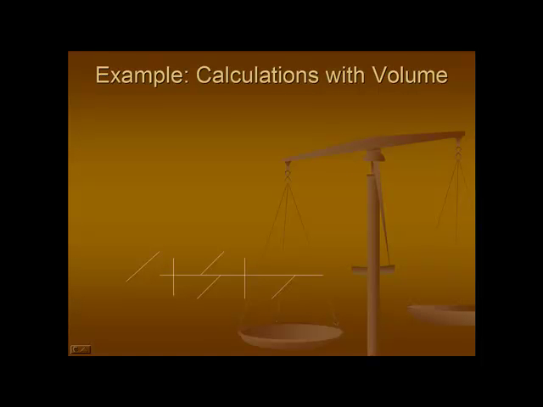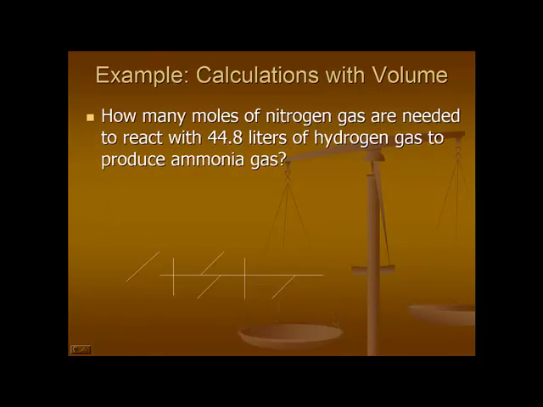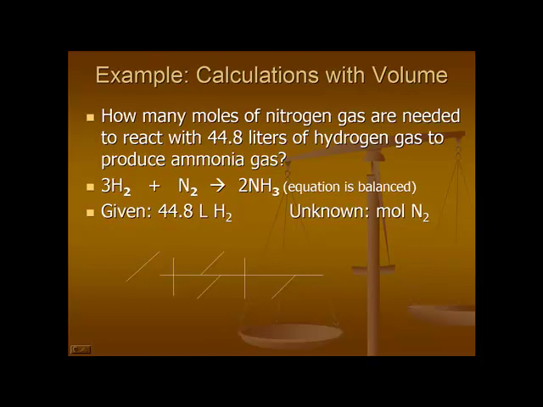So let's try an example with volume in here. I want to know how many moles of nitrogen gas I need to react with 44.8 liters of hydrogen to produce ammonia. So here is a balanced equation to get us started. Got to identify my given and my unknown. Given is whatever number I had in the question. Unknown is what the question's actually asking for, which was moles of nitrogen gas.